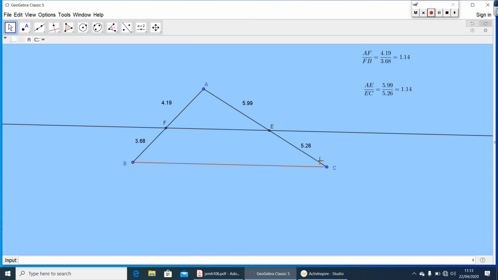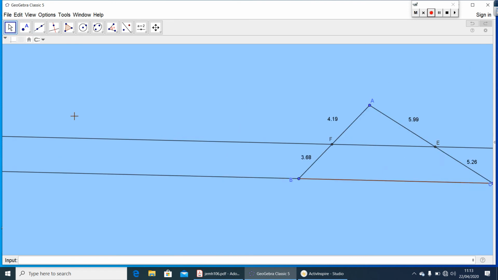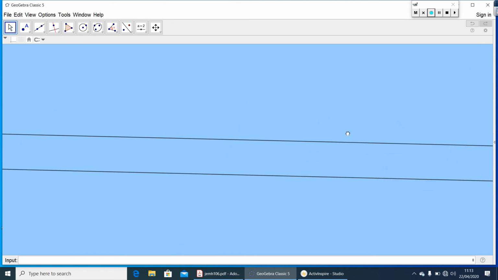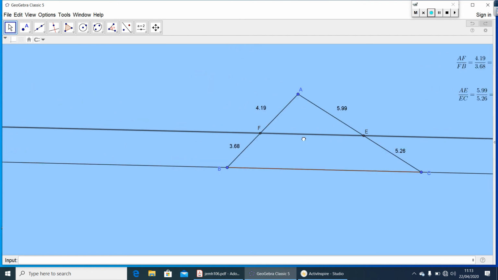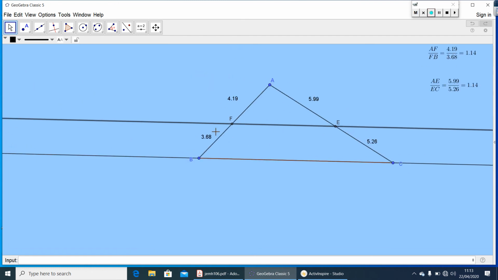Now let me check what about the line and one of the sides, BC. Are they parallel or not? Let me draw a line through BC. Now let us check it. Will they intersect? It is not intersecting. That means here FE is parallel to BC.